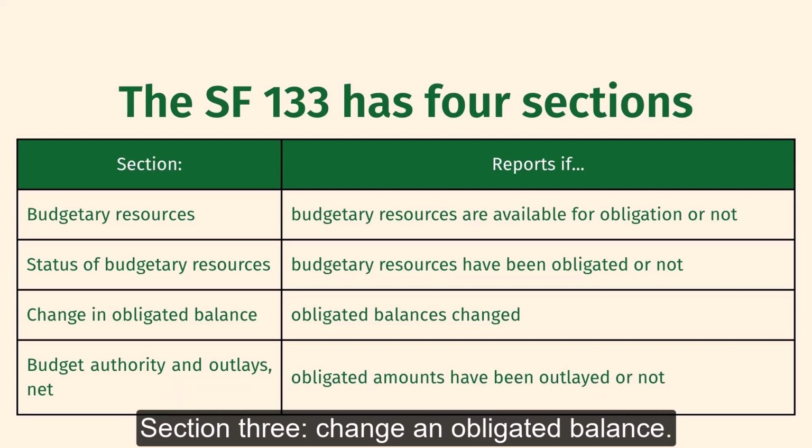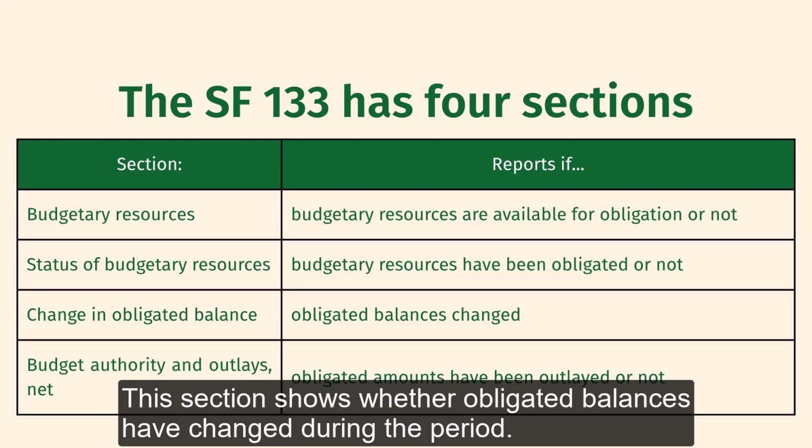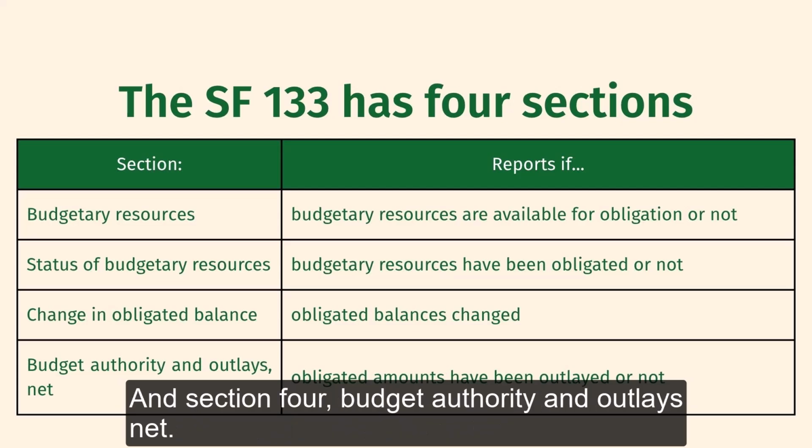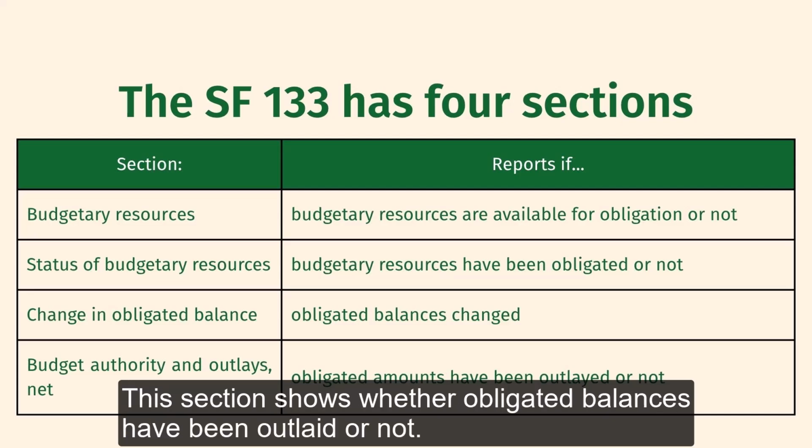Section 3, Change in Obligated Balance. This section shows whether obligated balances have changed during the period. And Section 4, Budget Authority and Outlays Net. This section shows whether obligated balances have been outlaid or not.